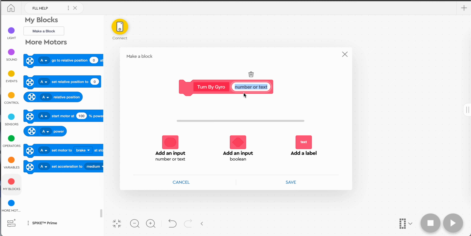Now you want to call this input degrees, spelled D-E-G-R-E-E-S. Alright, grab another text and call this degrees at.